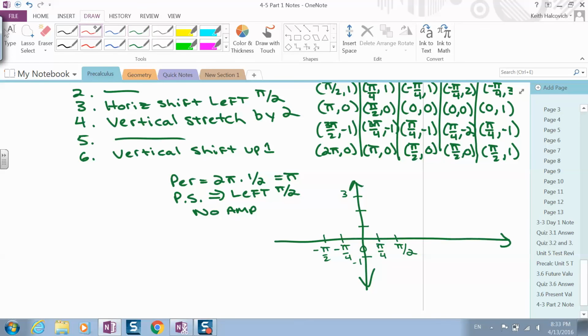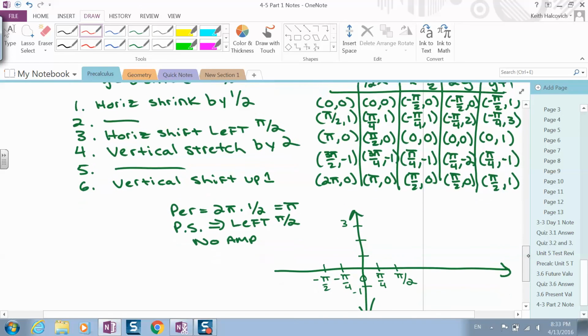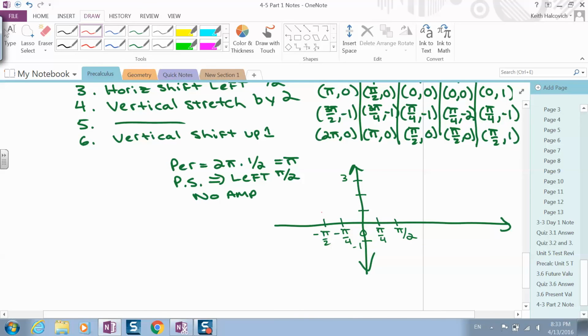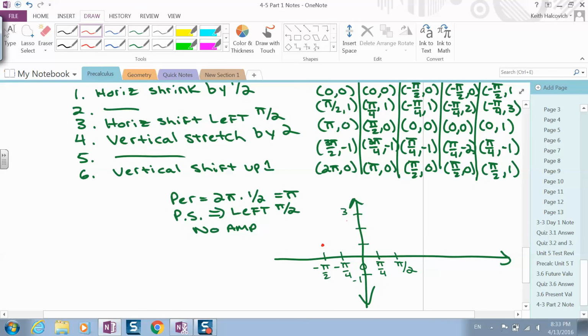Alright, now I'm going to graph the sine curve very lightly. Negative pi over 2 gives me 1. Negative pi over 4 gives me 3. 0 gives me 1. Pi over 4 gives me negative 1. And pi over 2 gives me 1. So there is the sine curve.